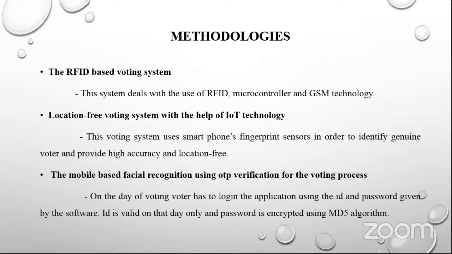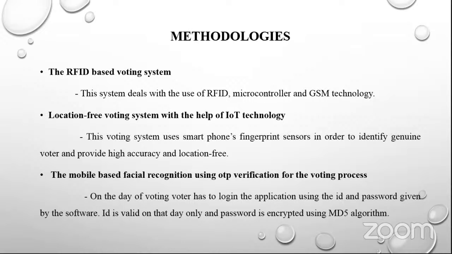Location free voting system with the help of IoT technology. IoT is used, and fraud is identified with the help of a fingerprint sensor. So the voter can cast the vote from any location without any geographical restrictions.